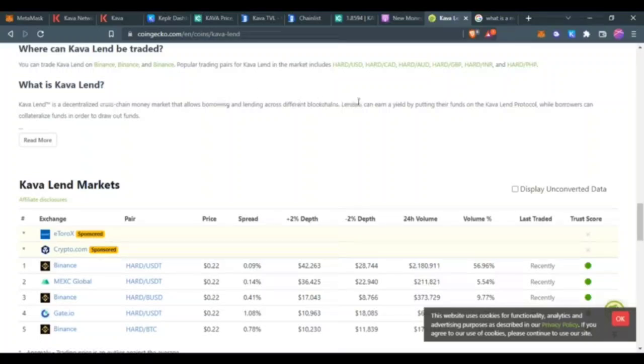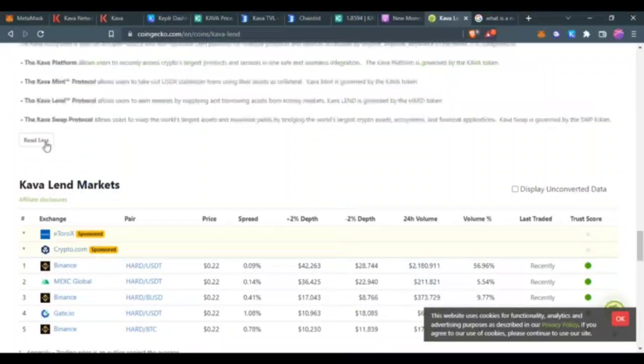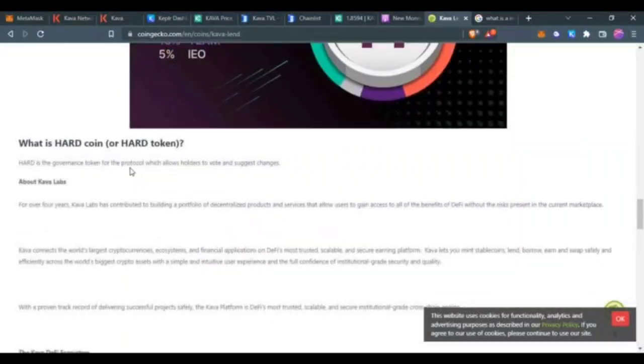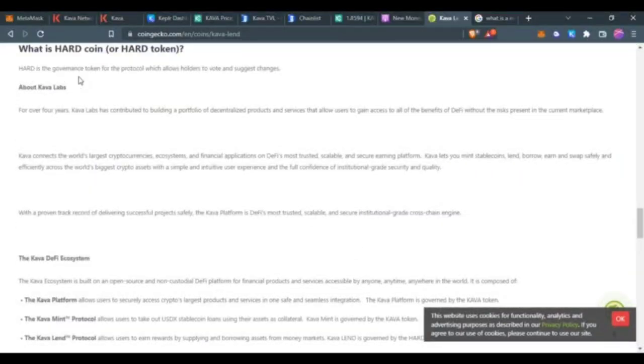But it goes on to state that lenders can earn a yield by putting their funds on the Kava Lend protocol, while borrowers can collateralize funds in order to draw out funds. There we go. Kava Lend is governed by the Hard token, just like Kava is governed by the Kava token. What is Hard coin? Hard is the governance token for the protocol, which allows holders to vote and suggest changes.